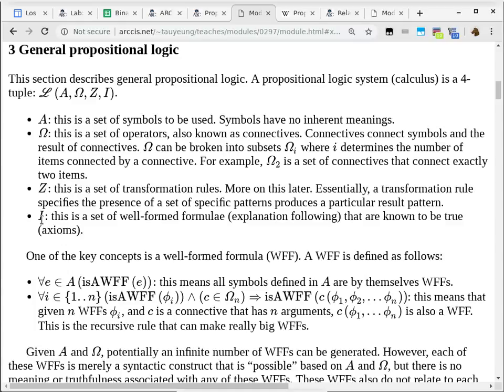So given alpha, we know what letters we can use, what constants we can use. Given omega, we know how to combine the values. We know how to combine constants and variables to make more complex values. Given iota, we are now given what is known to be true to begin with. Okay? But the most important part of a propositional logic system is zeta. Zeta is basically a set of transformation rules, which we call each one a production, where you can look at two well-formed formulae and go like, oh, if both of these things are known to be true, that is known to be true too.